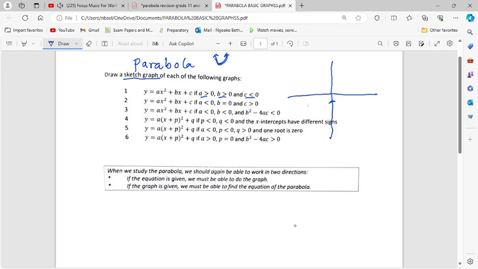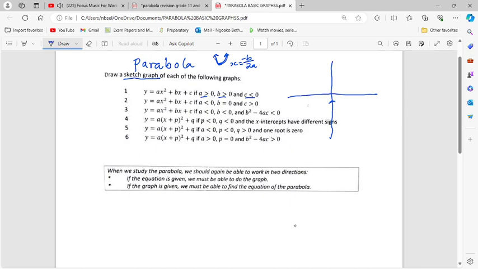Now of course we must get the x value, which is minus b over 2a. But what we have here is that b is positive and a is positive, so it means we're going to have our x value at the turning point being in the negative part. So it means our x value will be on this side.